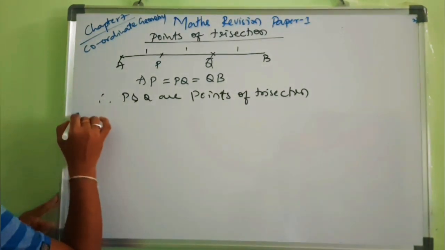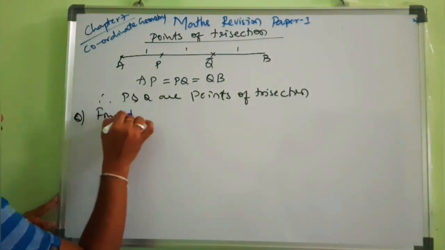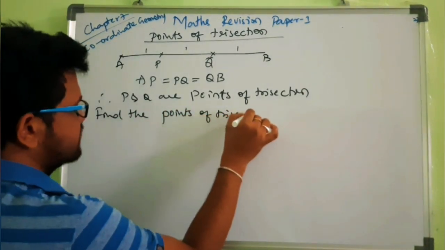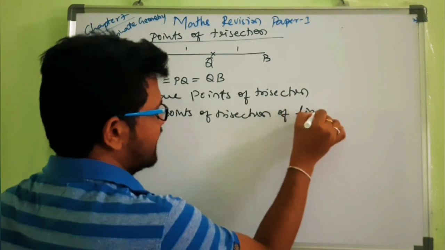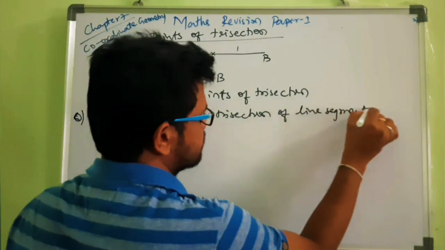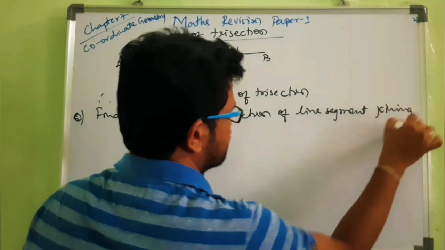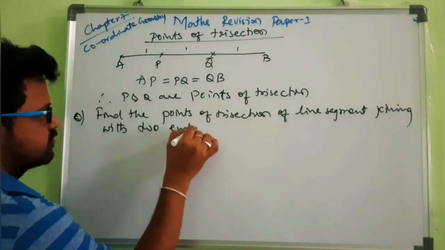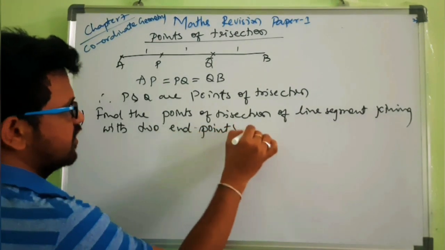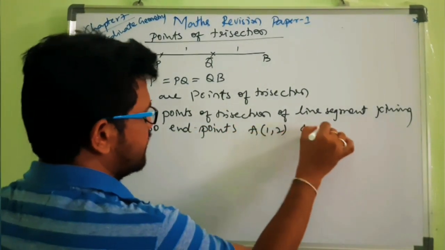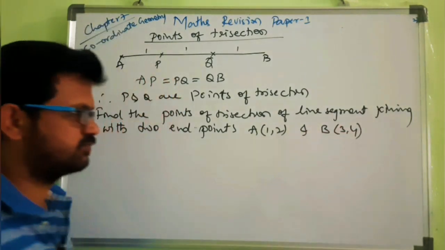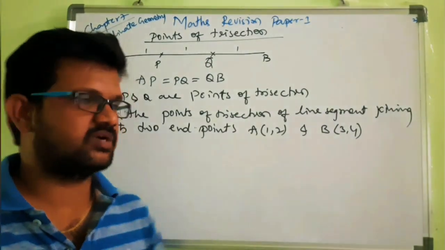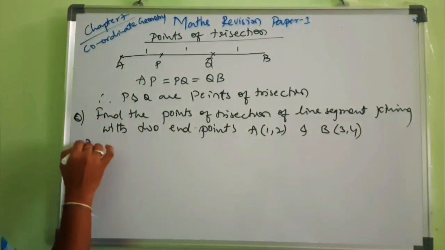The question is like this. Find the points of trisection of the line segment joining the 2 endpoints A (1, 2) and B (3, 4). Okay, A is 1, 2 and B is 3, 4. Find the points of trisection. So how to solve this one?